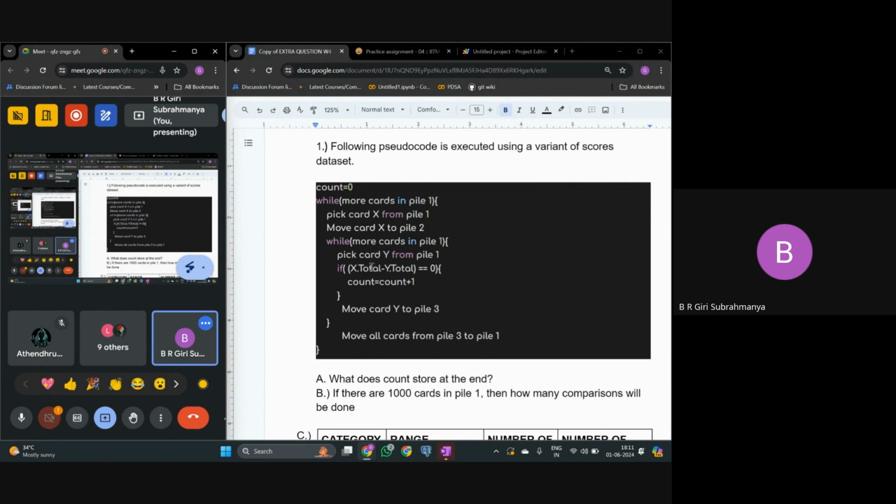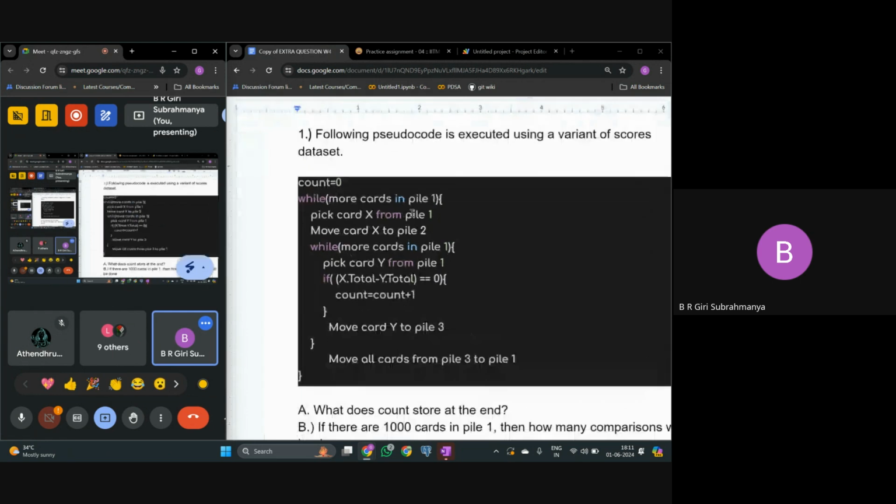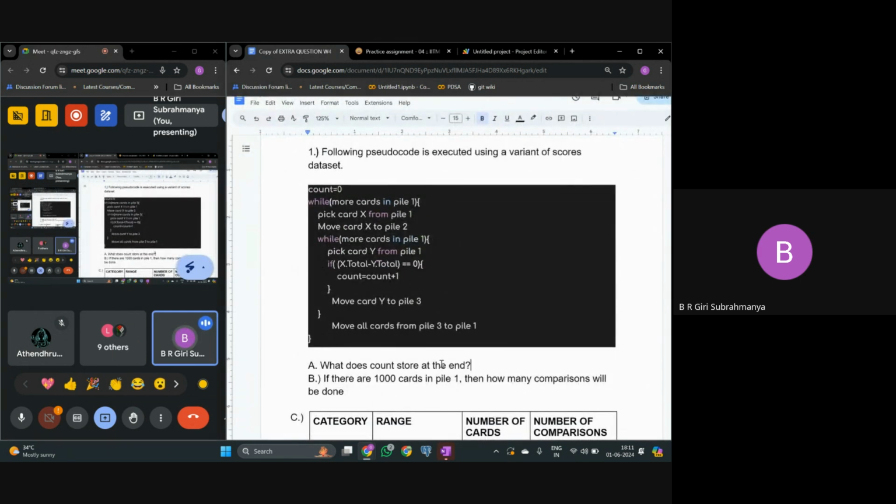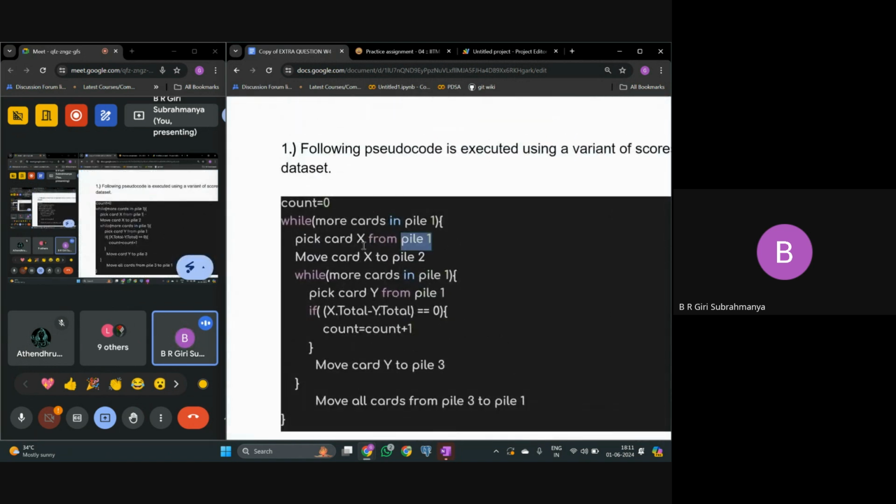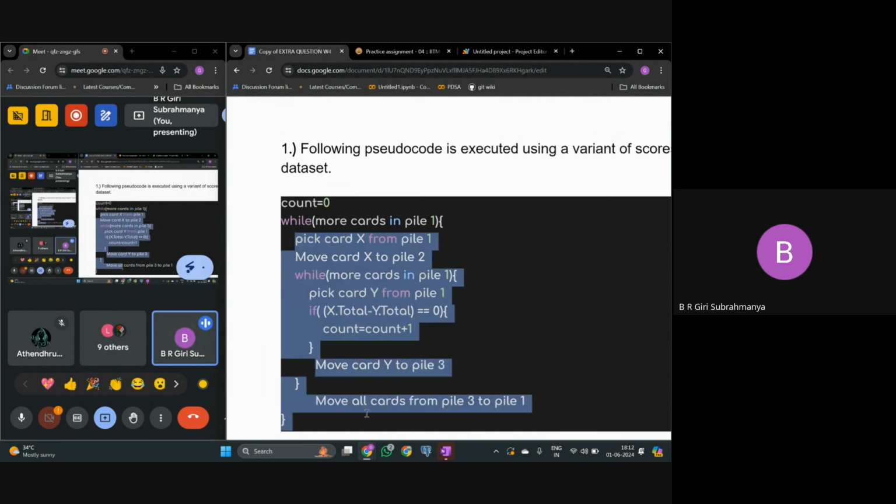All right, I'll explain then. The count variable stores the number of pairs of students who have got the same total. What we are doing is picking a card X from pile 1 and moving that card to pile 2. And we are picking another card from pile 1, this is card Y. We are comparing card Y and card X here. After the comparison, we move Y to pile 3. This happens for all the remaining cards in pile 1. After this while loop gets over, we move all the cards from pile 3 to pile 1 so that the next set of comparisons can be done.